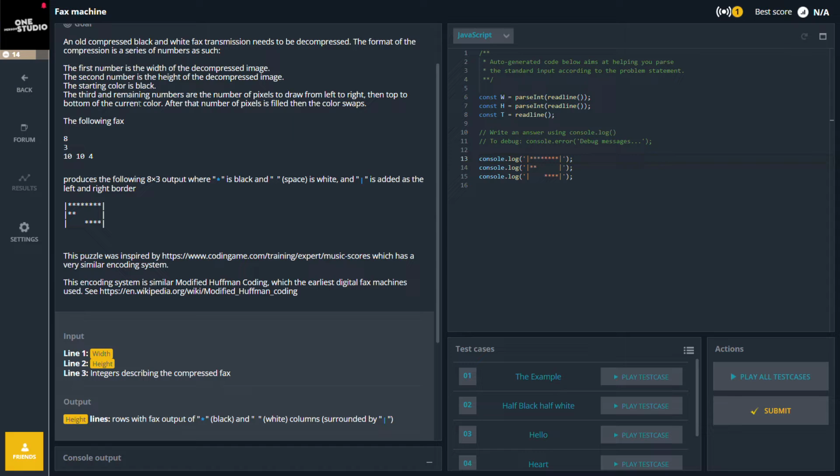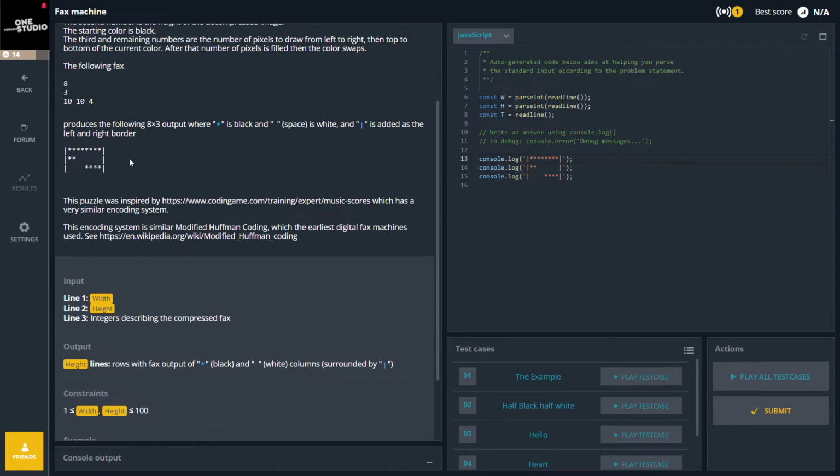The third and remaining numbers are the number of pixels to draw from left to right, then top to bottom of the current color. After that number of pixels is filled, then the color swaps. The following fax: 8, 3, 10, 10, 4. Produce the following 8x3 output where asterisk is black and space is white and a line is added as the left and right border. So this is basically the example.